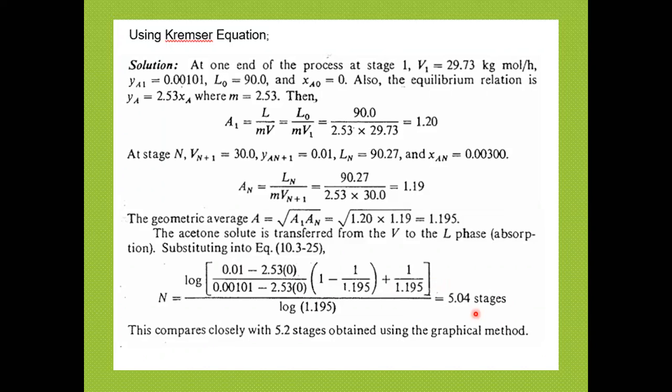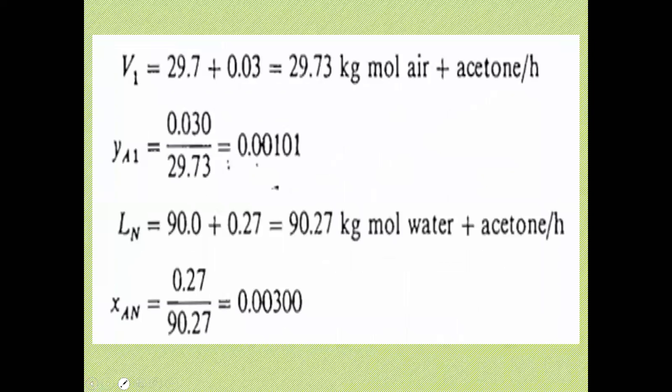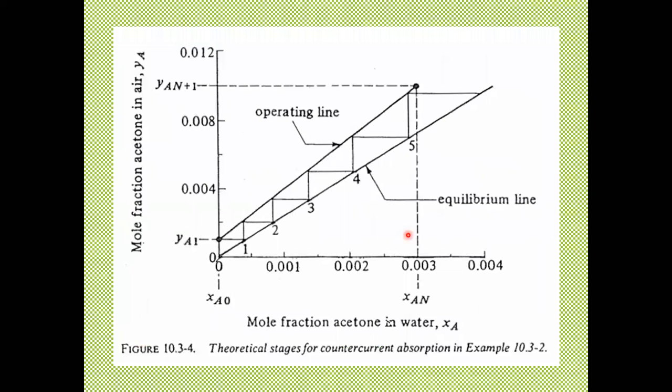So if you're doing it graphically, in this case, this one is 1, 2, 3, 4, 5. So more or less, it's 5.2 in here. This is the actual solution of the problem, whereas this one is just an approximation of the graphical technique, okay? So the actual problem graphical solution is this. So 1, 2, 3, 4, 5.